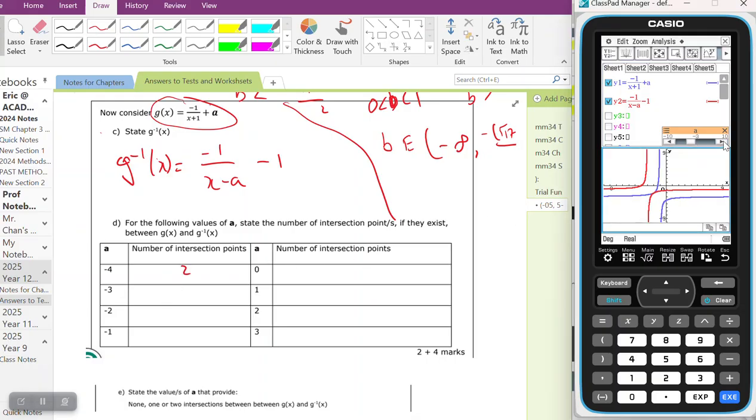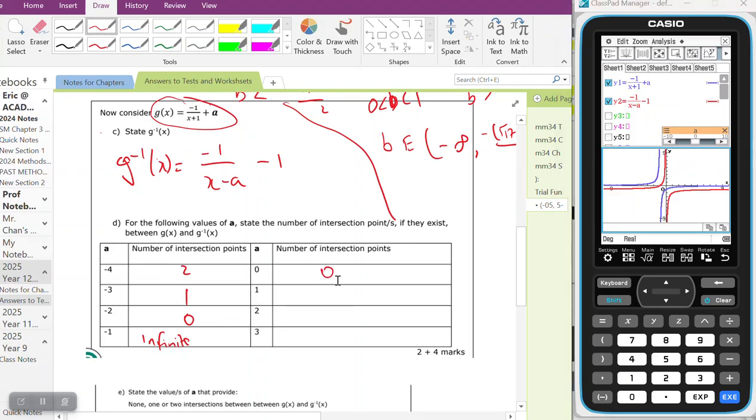At -3, one intersection. You can verify this if you're not sure: go Analysis, G-Solve, to see that there's only one intersection. At -2, no intersections. At -1, that's interesting. It's the same line, so an infinite amount of intersections. At 0, no intersections.